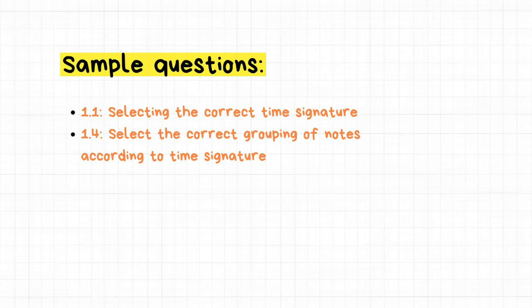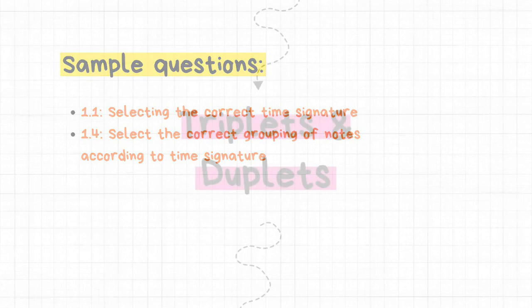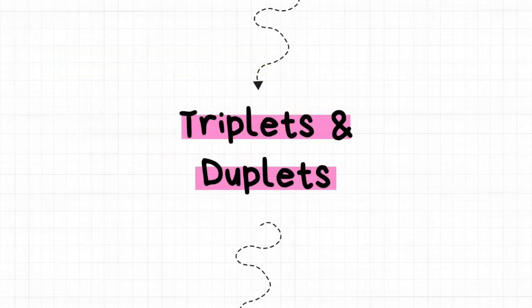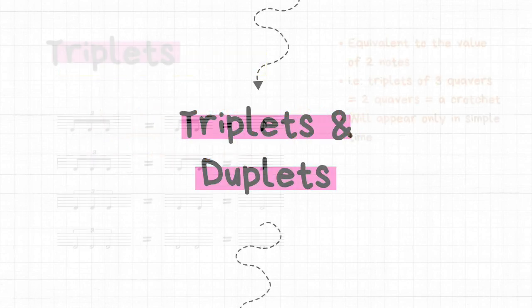These are some sample questions on time signatures, like in 1.1, selecting the correct time signature, and in 1.4, select the correct grouping of notes according to time signature. The following element would be triplets and duplets.